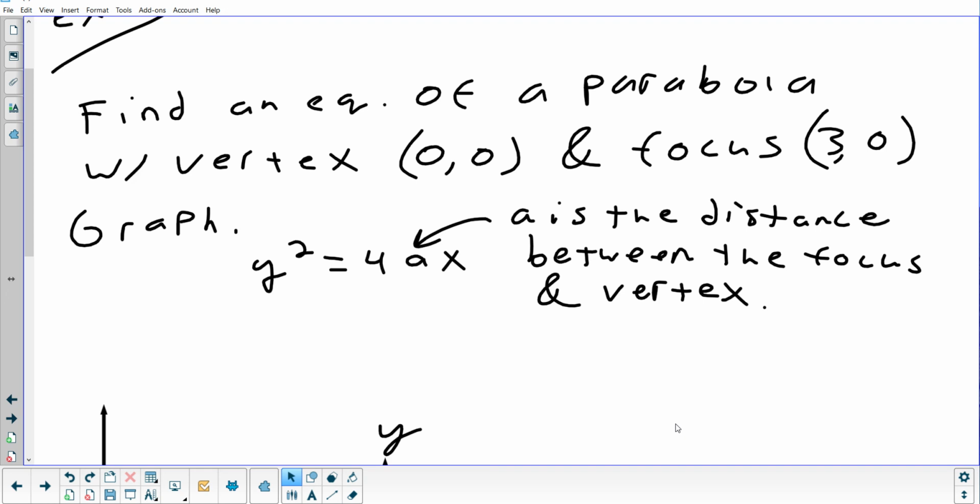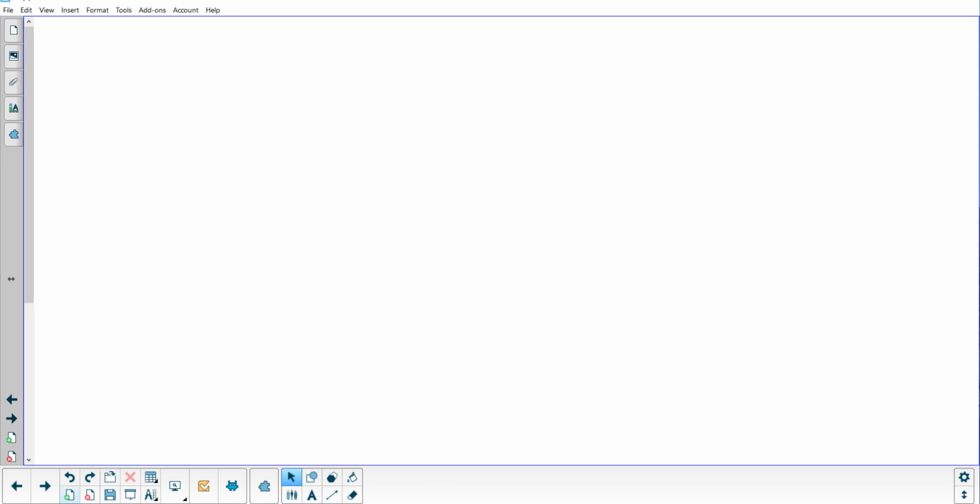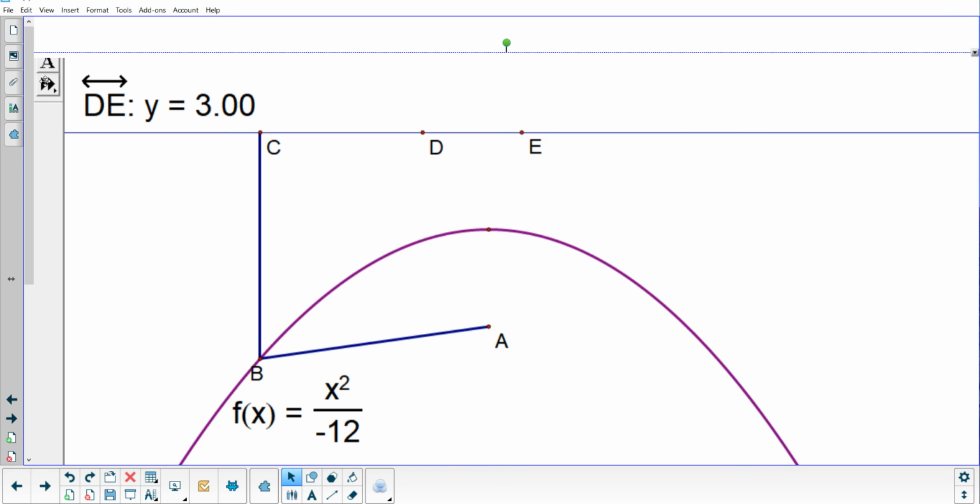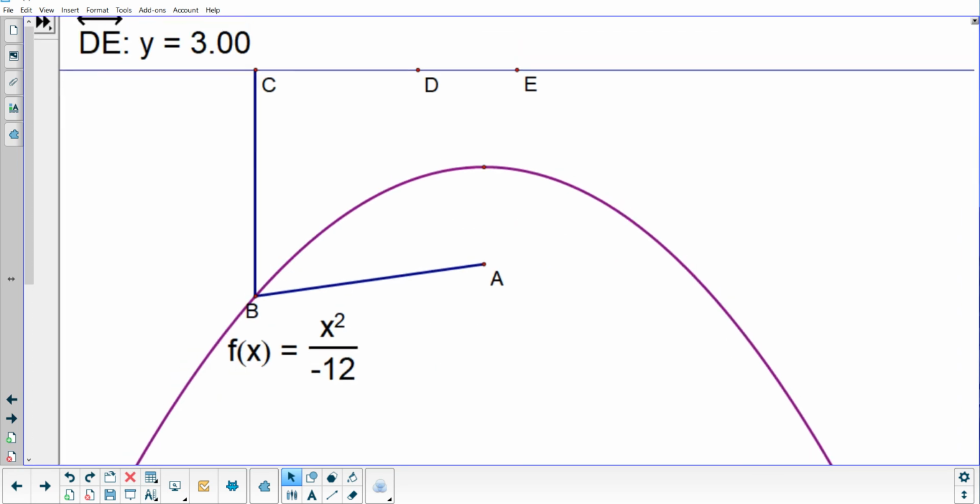Because A is also something else. And I think if you look at the picture, you'll be able to see what else A is. So I said to you, A is the distance from the vertex, let's call that the letter I've been using, to the focus. This is A. Distance between the vertex and the focus.